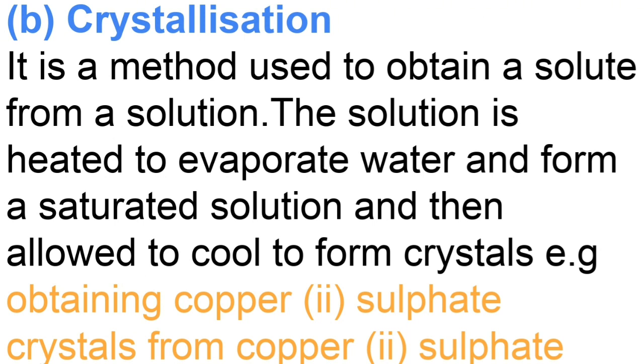An example is when we want to obtain copper 2 sulfate crystals from copper 2 sulfate solution. Now what happens here is we place the copper 2 sulfate solution in an evaporating dish, and then we place it on a water bath so that the excess water in the solution evaporates, and when the solution is saturated, we allow it to cool so as to obtain crystals of copper 2 sulfate.